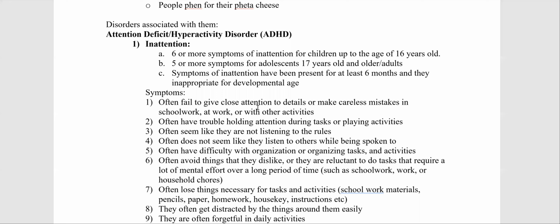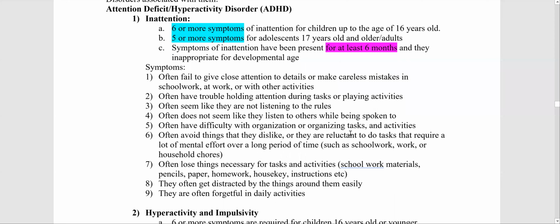And if the person is 16 years or younger, it requires 6 or more symptoms, and 5 or more symptoms for adolescents 17 years old and older adults. So 6 or more for 16 and younger, 5 or more for 17 and older. And symptoms of inattention have been present for at least 6 months or longer, and it's inappropriate for the developmental age of where they're at. So keep in mind as we go through the different symptoms, again, 6 or more for 16 and younger, 5 or more for 17 and older.